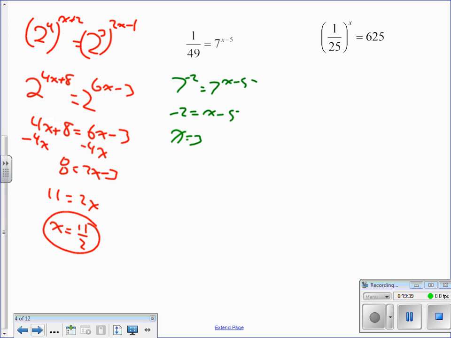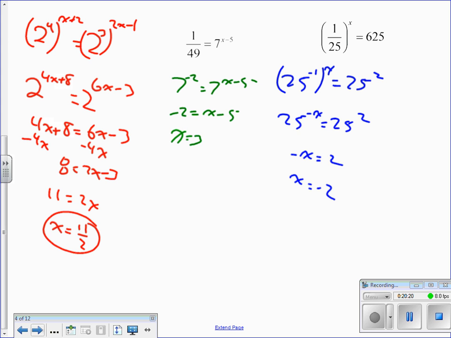I can write them both as powers of 5, and I'll get the same answer, but I don't want to work that hard. I've got a calculator to see if 625 relates to 25, and it does. So I can write them both as powers of 25. 1 over 25 is 25 to the negative 1 power. So this is 25 to the negative 1 to the x is equal to 25 squared. So 25 to the negative x is equal to 25 squared. Negative x equals 2, so x equals negative 2.